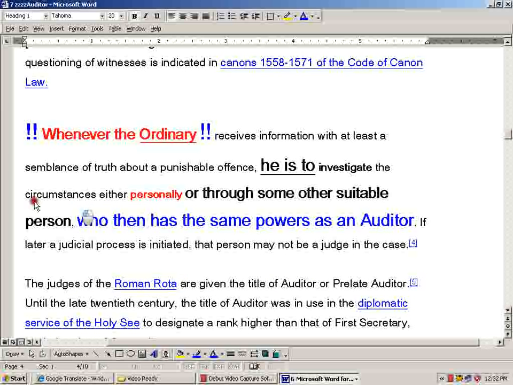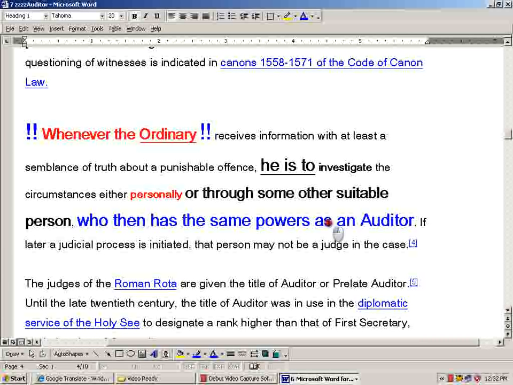This is interesting. Whenever the ordinary receives information with at least a semblance of truth about a punishable offense, he is to investigate the circumstances either personally or through some other suitable person, who then has the same power as the auditor. So the auditor has the power of the ordinary, because he can appoint somebody else who then has the same power as the auditor. But who has the power of the auditor? Or what power does the auditor have?